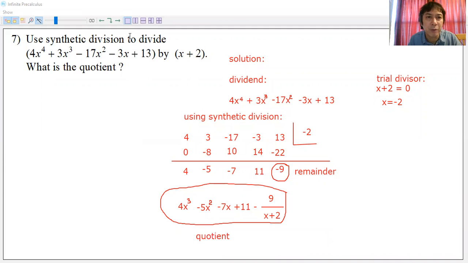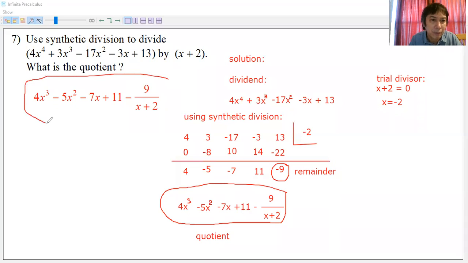We can verify from the computer. All right, 4x cubed minus 5x squared minus 7x plus 11 minus 9 over x plus 2. That's our quotient. Okay, so we're exactly correct. All right, that goes to our number 7. Number 8 now.